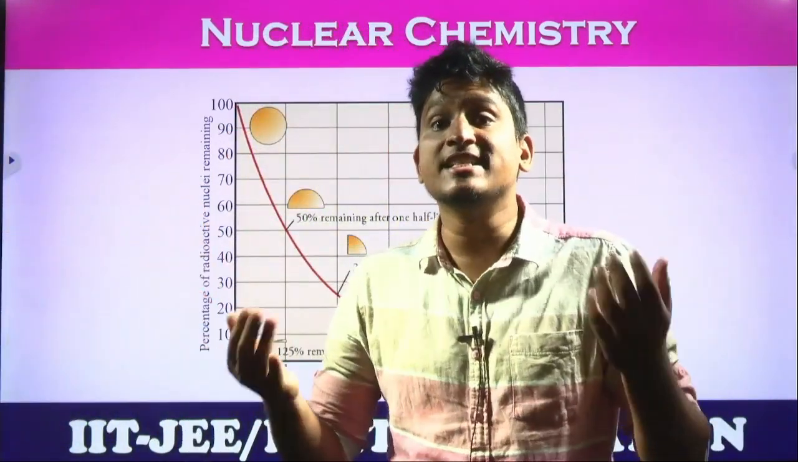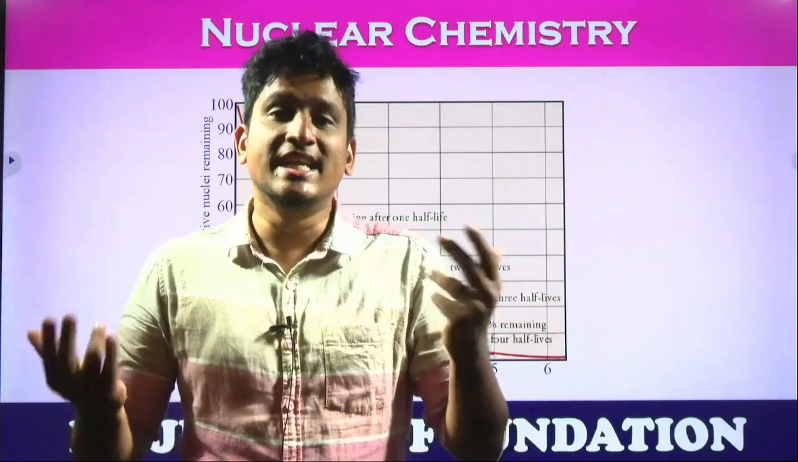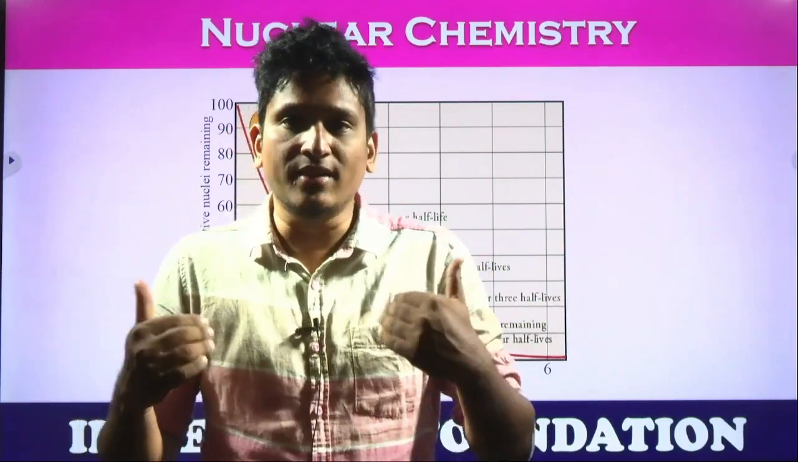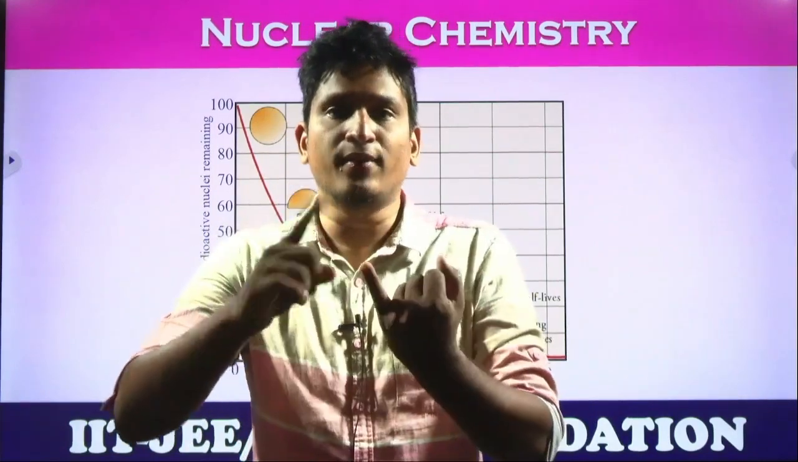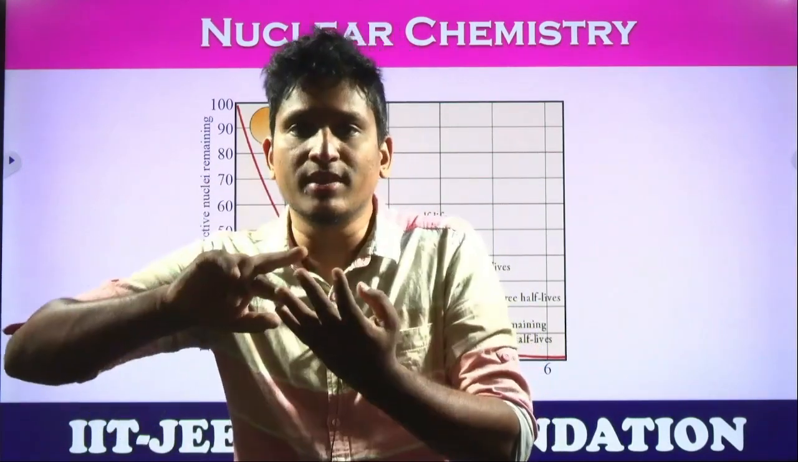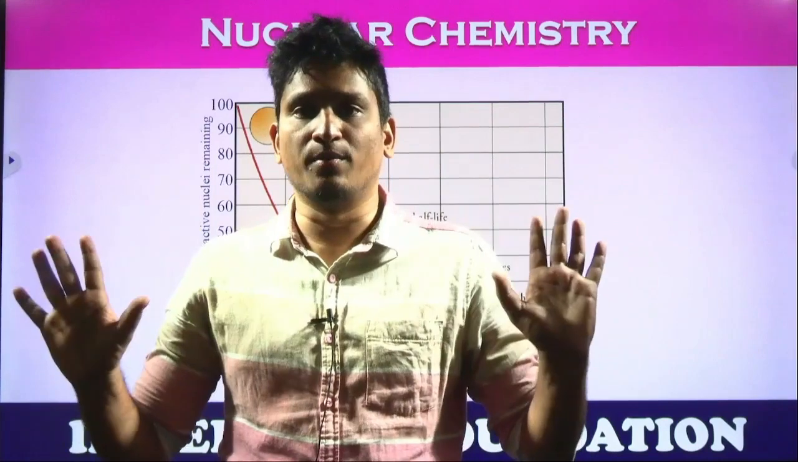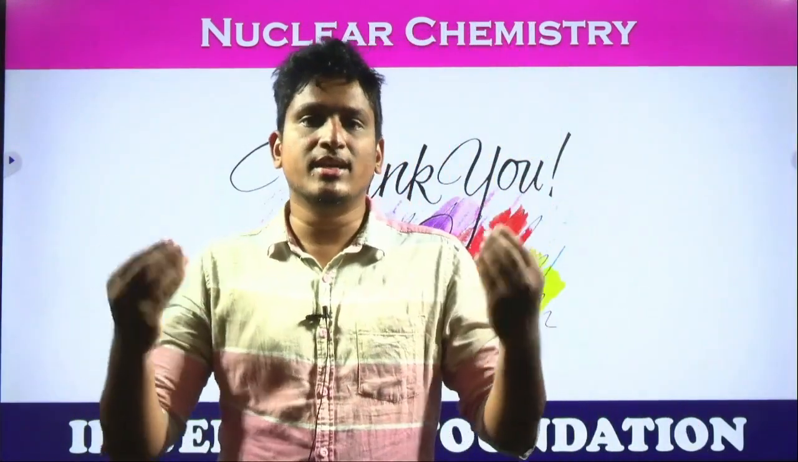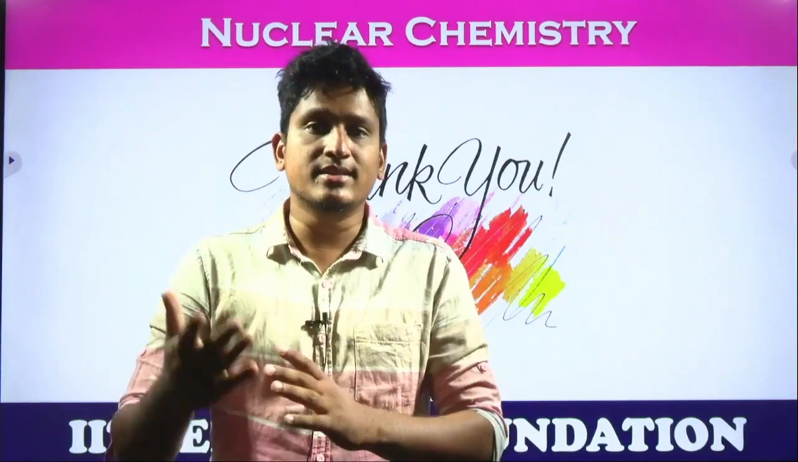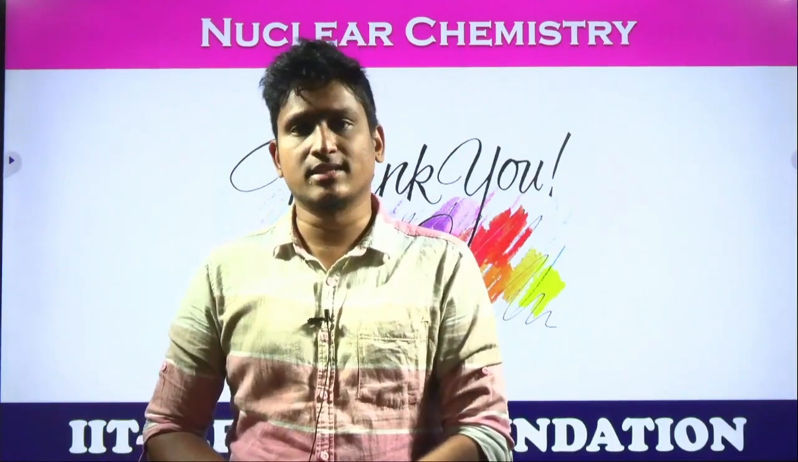This is called disintegration, not decomposition. Disintegration means a radioactive substance releases its radiation. Radiation means what? Alpha, beta or gamma. It converts into the most stable form. Students, got the clarity? So that's all about alpha decay, beta decay and gamma decay. The remaining discussion about carbon dating we'll discuss in the next video. Thank you, students.